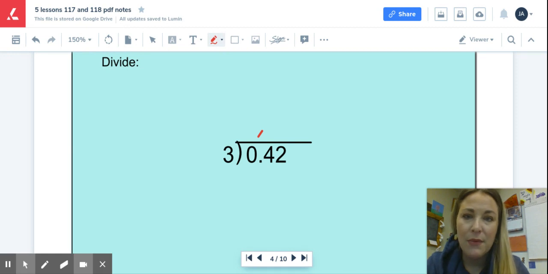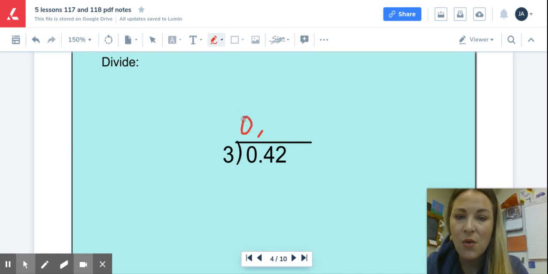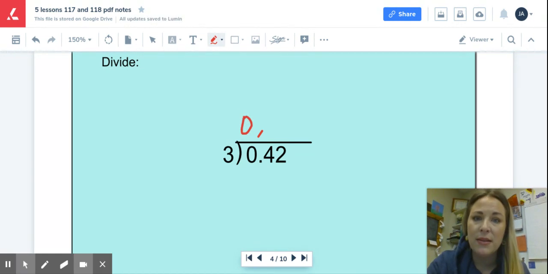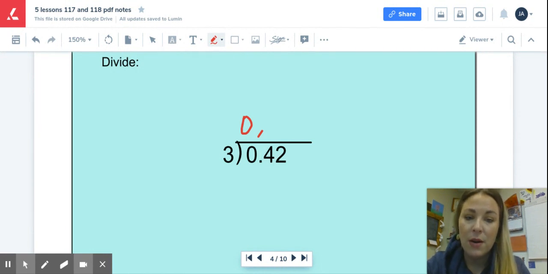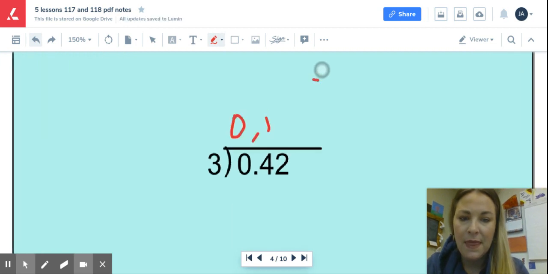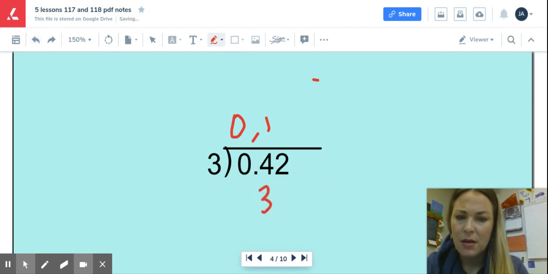Okay, can 3 go into 0? No. If the answer is no, you fill it with a 0. Can 3 go into 4? Yes. 1 time. And that is 3. I'm going to see if I can redo that. And that is 3. A little better. Okay. 4 minus 3 is 1.